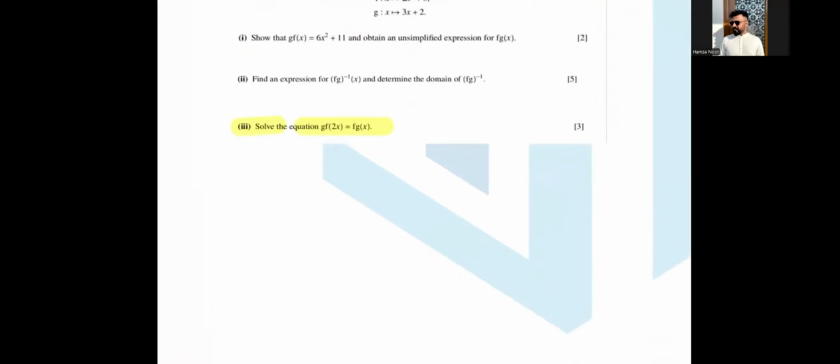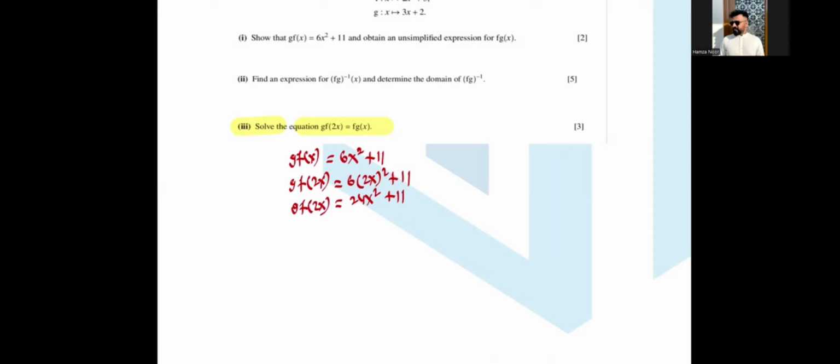Okay, so first of all, what we know is that g(f(x)) is 6x square plus 11. So g(f(2x)) means the input of this composite function is now 2x. So 6 times (2x) whole squared plus 11, which means 24x square plus 11. Agreed? 6 times 4x square plus 11. So g(f(2x)) equals 24x square plus 11.